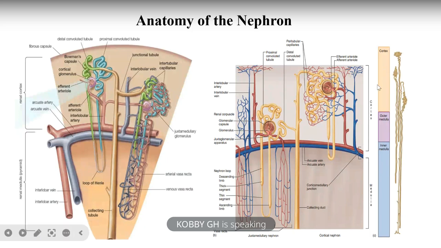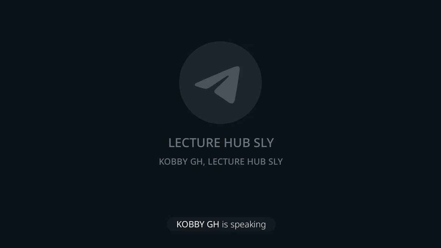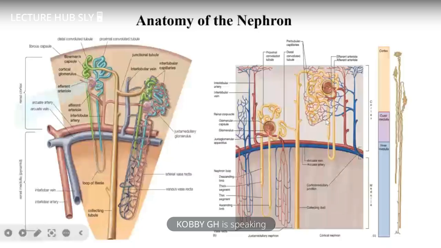Another anatomical feature of cortical nephrons is that their loops of Henle are very short. They have very short loops of Henle that barely dip into the medulla. You can see clearly that their loop of Henle is very short, and barely reaches the medullary region of the kidney.